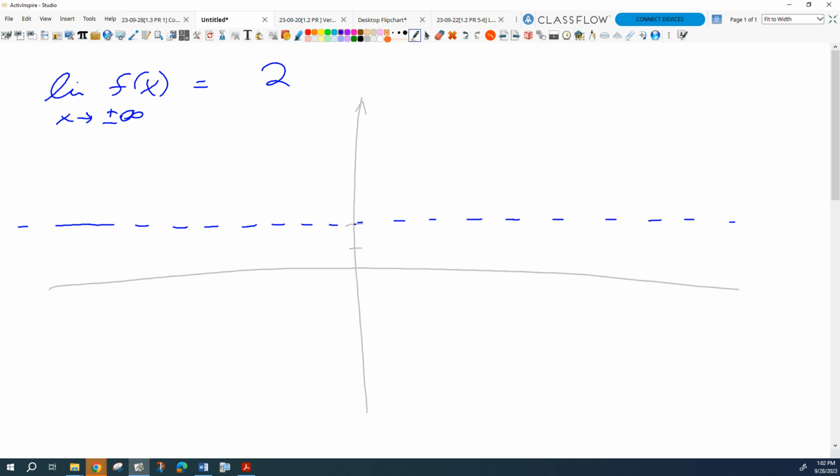In here, the function could be doing all kinds of crazy things, right? It might be doing all kinds of crazy stuff. But as we go very far out to the edges, it's going to start to cling more and more closely to that horizontal line. Okay? Does that make sense? So do you see the connection there? A horizontal asymptote is just the line that the function approaches at the ends of the function.